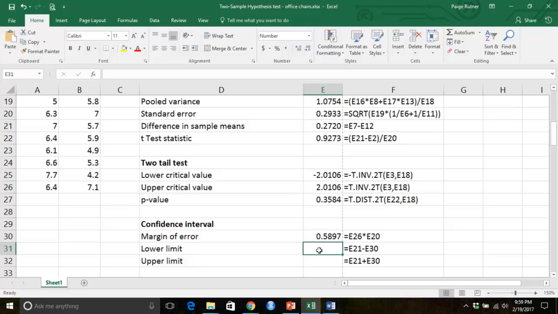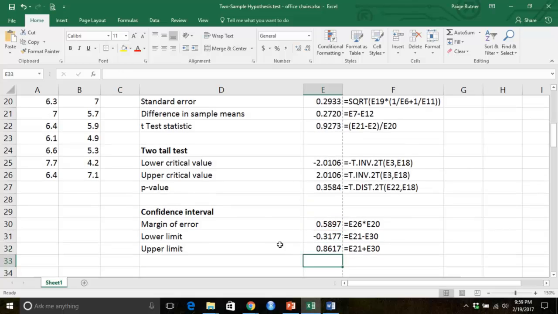And then in order to determine the lower limit of our confidence interval, we take our computed difference between sample means and subtract that margin of error. In order to compute our upper limit for the confidence interval, we take the computed difference between sample means and add the margin of error. And so that gives us a confidence interval such that we can say with 95% confidence the true difference between assembly times for method A and method B is somewhere in between negative 0.3 minutes and positive 0.86 minutes.